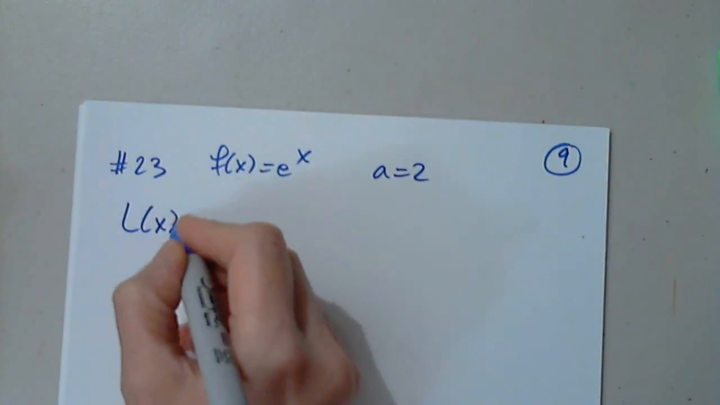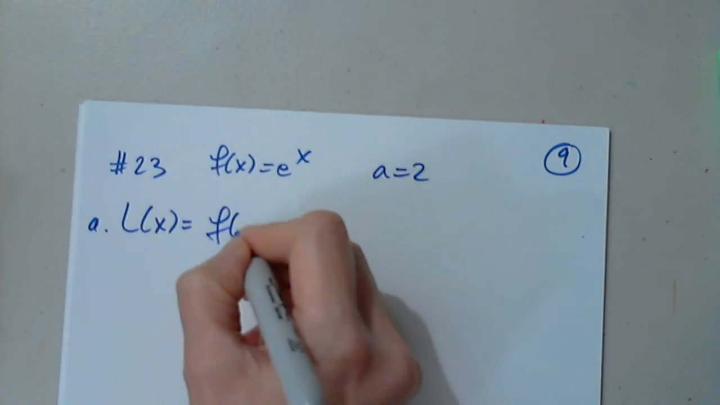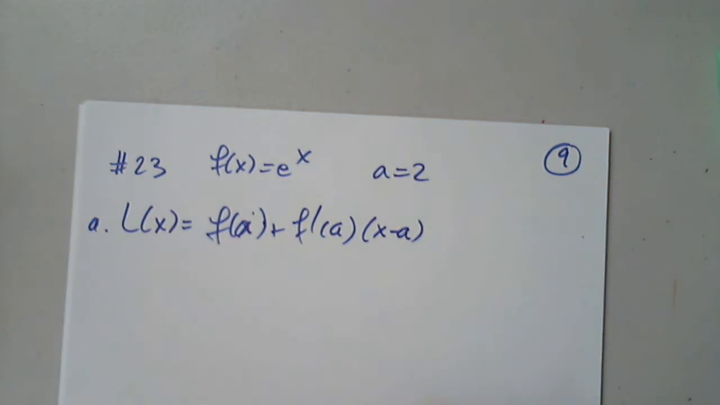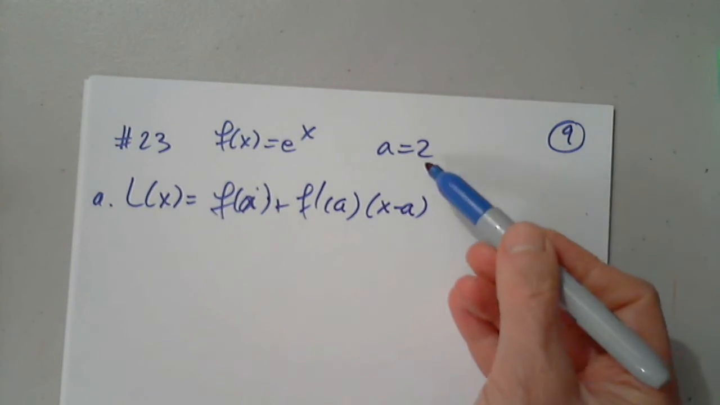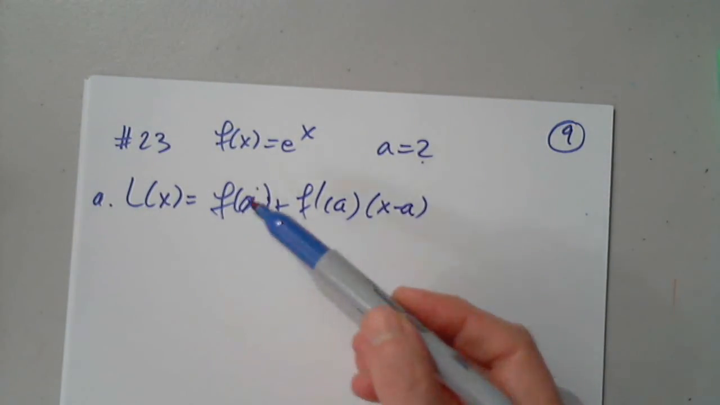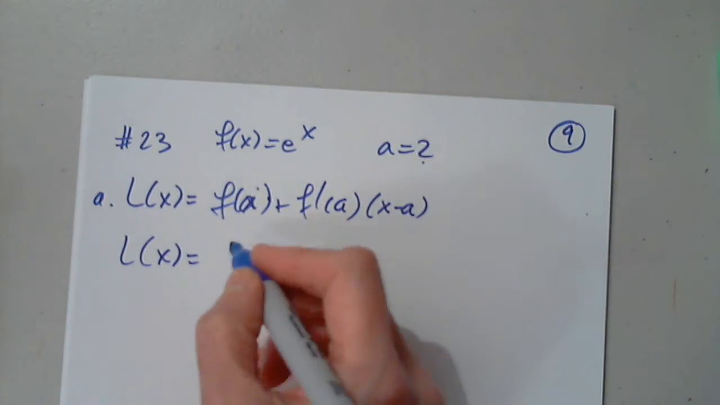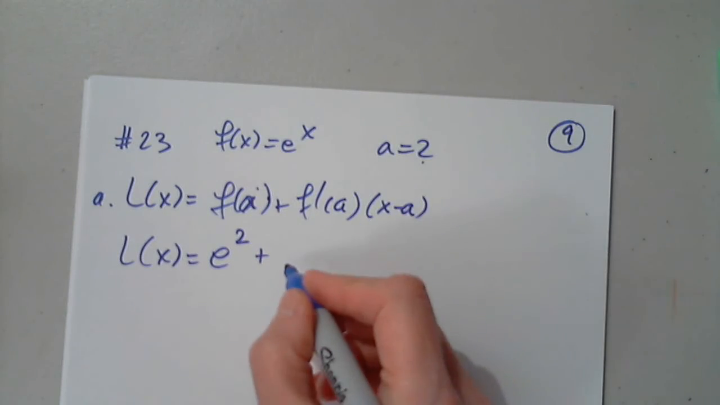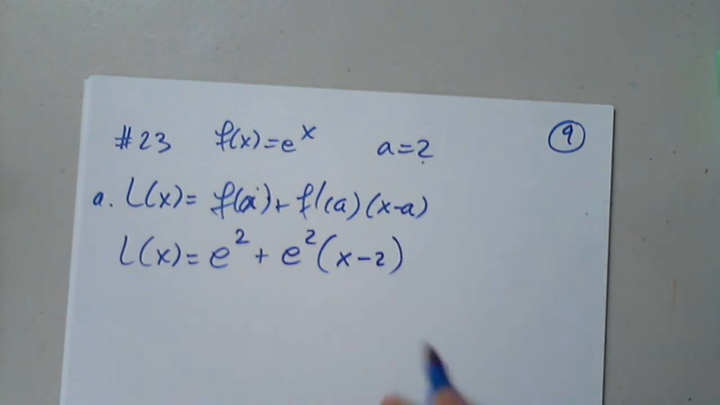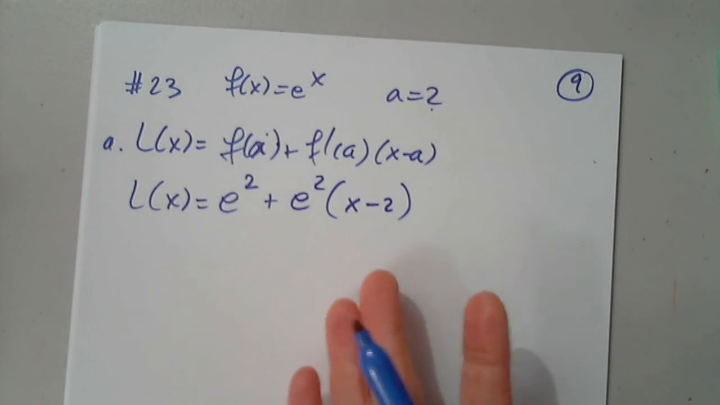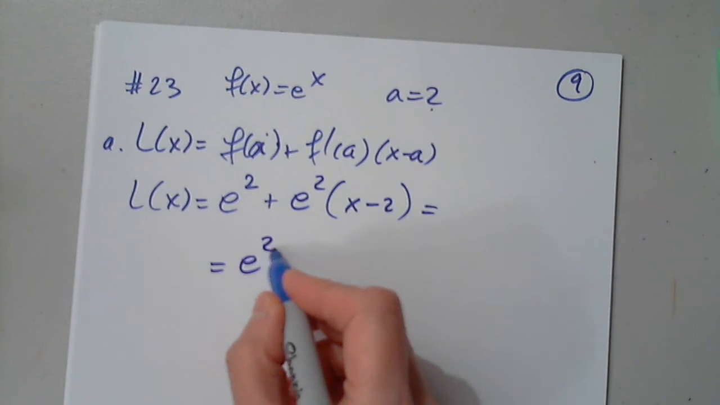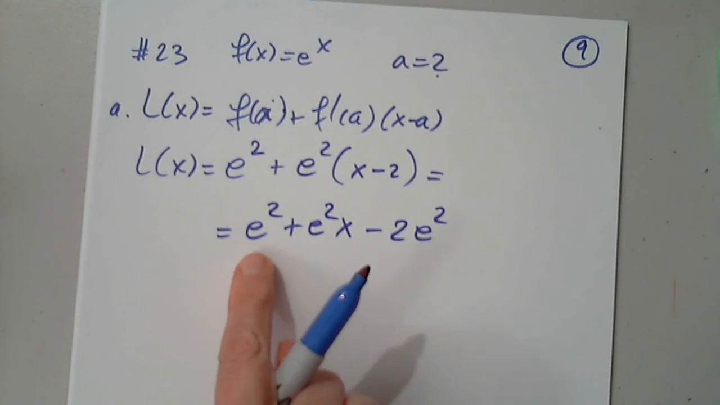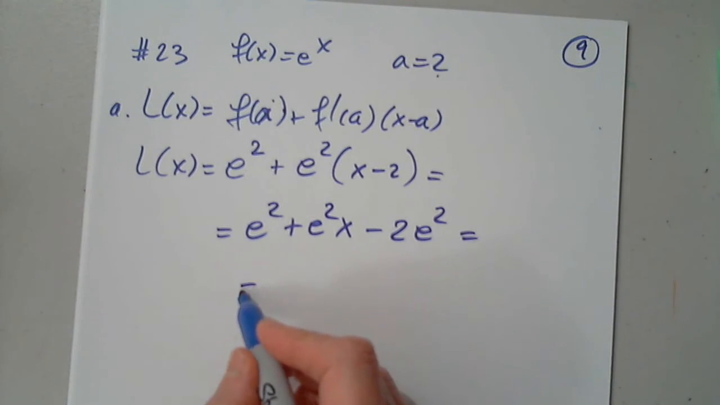Fine. So they want us to find the linearization, part A, simple: f of a plus f prime of a times x minus a. Good. So when I plug in 2 here for f of a, I get e squared plus f prime, which is still e to the x, so e squared times x minus 2. And that's it. I will simplify a little bit. So I have e squared plus e squared x minus 2e squared. 1 apple minus 2 apples is negative an apple.